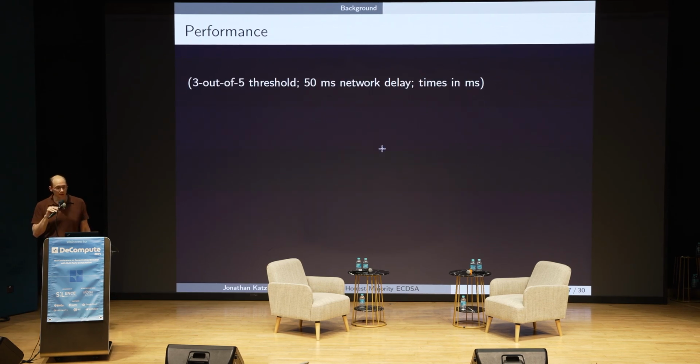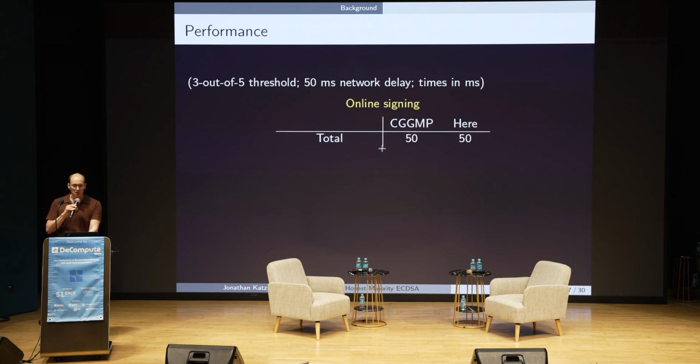So as far as performance, these are actual performance numbers in the Defense network for a 3 out of 5 threshold, assuming a 50 millisecond network delay. So actually, I shouldn't say that. This corresponds to what's in the Defense network, but these were experiments where we could actually twiddle with the network delay to see how the communication delay would affect the performance of the protocol.